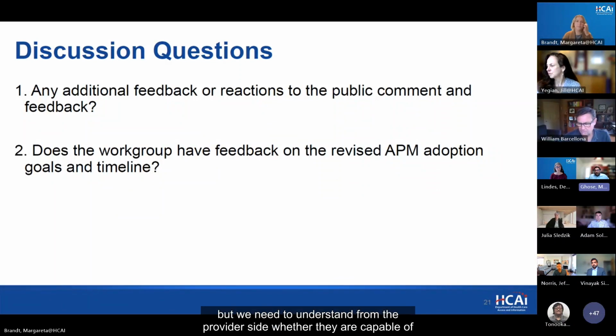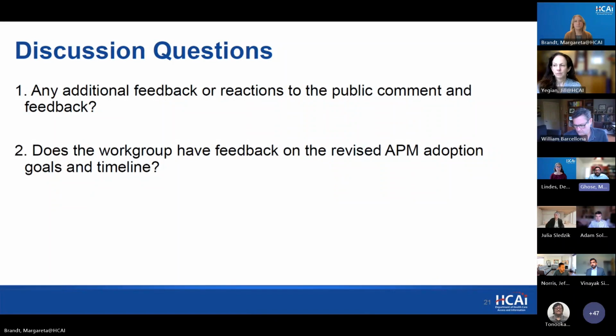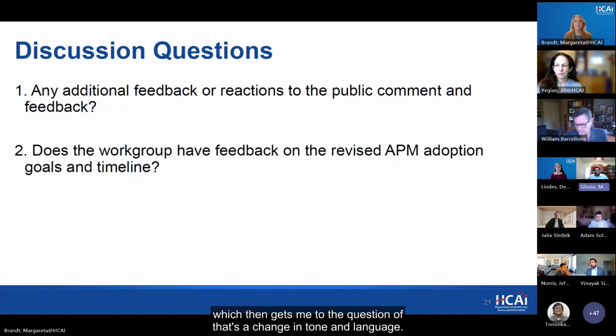But we need to understand from the provider side whether they are capable of moving as fast as this. And I don't know that we have that picture yet. The third thing that's important to recognize is that it appears that we're moving from this is guidance, this is working with all parts of the sector, to maybe moving more towards requiring this of the health plan community, which then gets me to the question of that's a change in tone and language. So we'd want to examine that, because then does that fall into enforcement action capability?